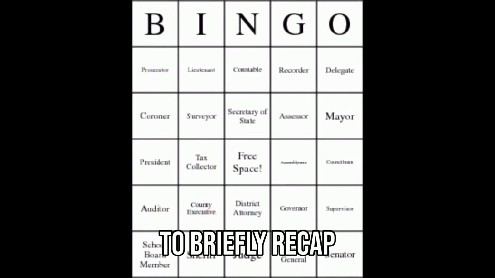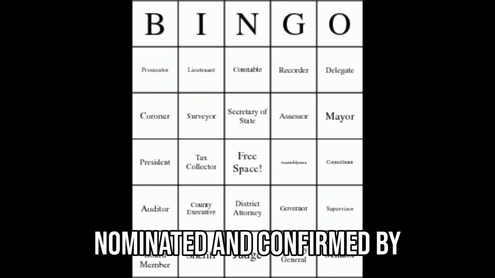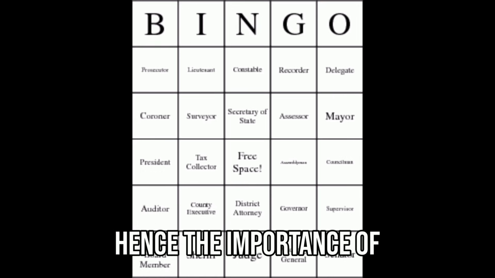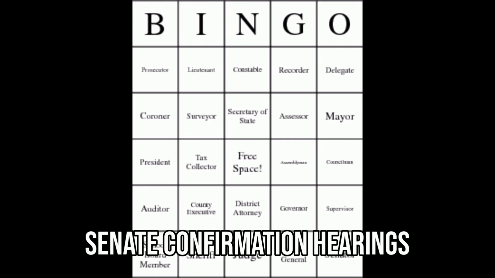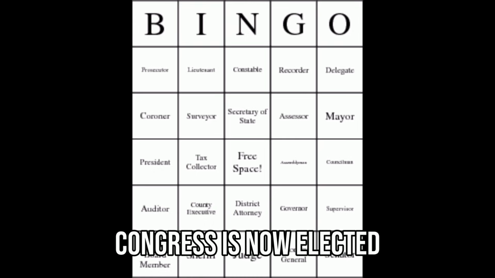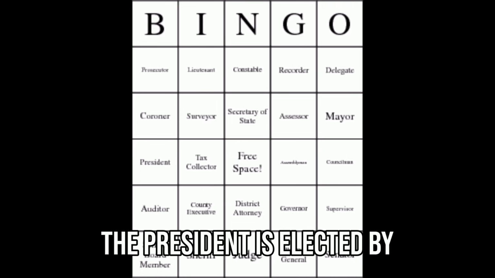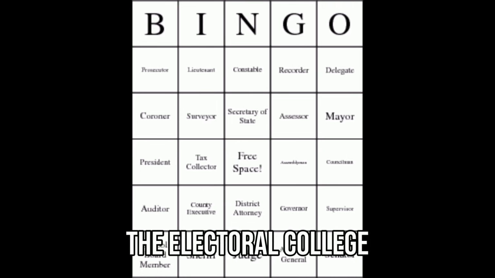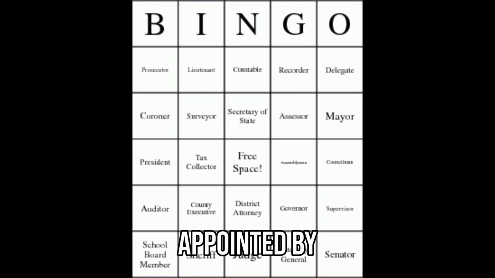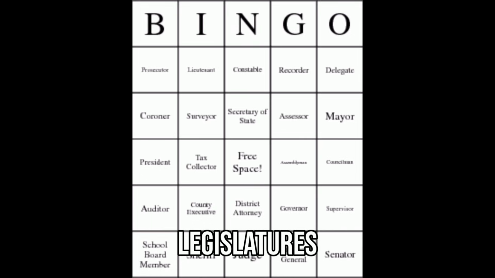To briefly recap, Supreme Court judges are nominated and confirmed by the President and the Senate respectively, hence the importance of Senate confirmation hearings. The entirety of the Congress is now elected by the popular vote. The President is elected by the Electoral College, whose own electors are appointed by the several state legislatures.